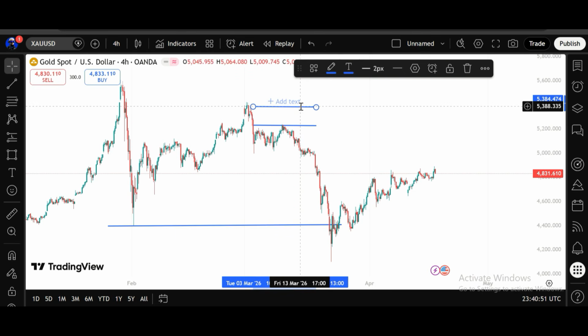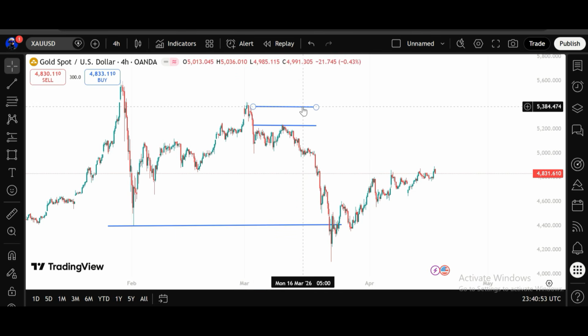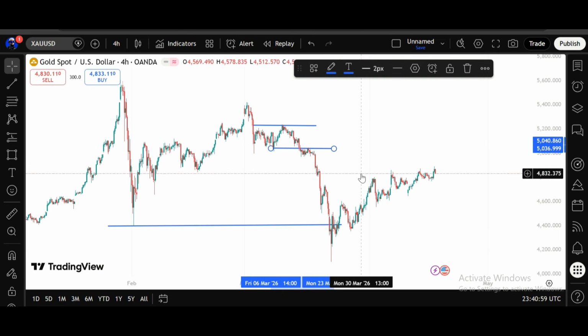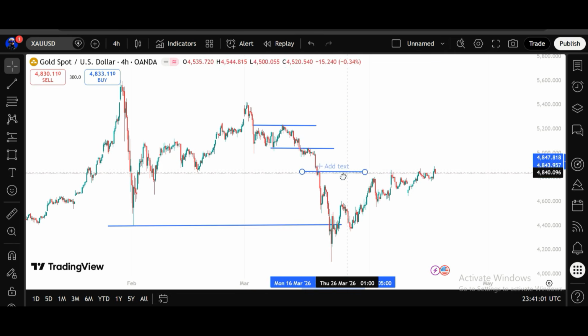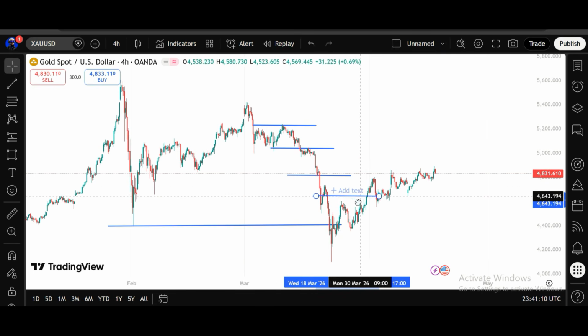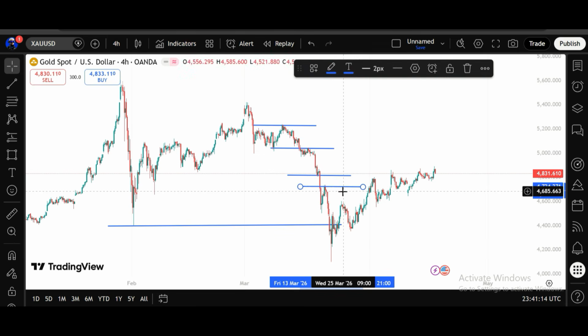This is a lower low here. This is a lower high here, rather. This is another lower high and a lower low. This is another lower high. Then we have this lower low here. So this is a bearish trend.